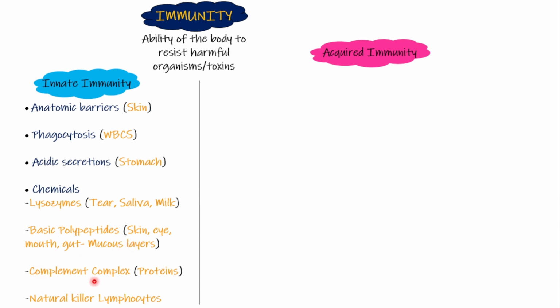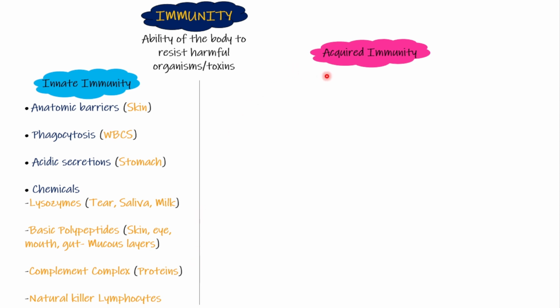Then we have complement complex, which are basically proteins. We'll discuss them in detail further in the chapter. Then we also have some natural killer lymphocytes, which protect the body against foreign invaders. So this is innate immunity.